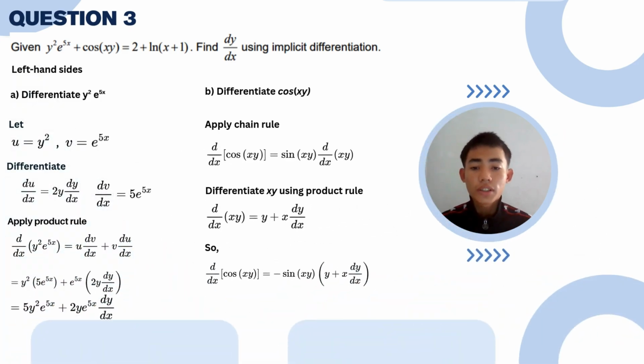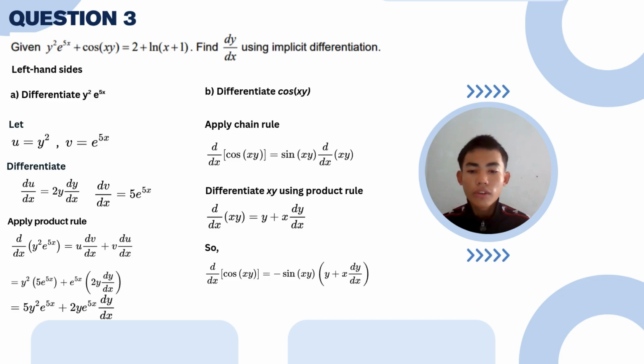As for question 3, given y squared e to the power of 5x plus cosine of xy equals x plus natural log of x plus 1. We need to find dy over dx using implicit differentiation. We start by differentiating the left hand side. Differentiate y squared e to the power of 5x. This is a product. Let u equal y squared, v equal e to the power of 5x.